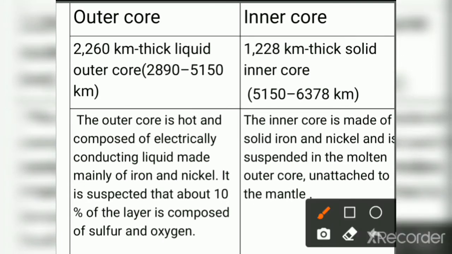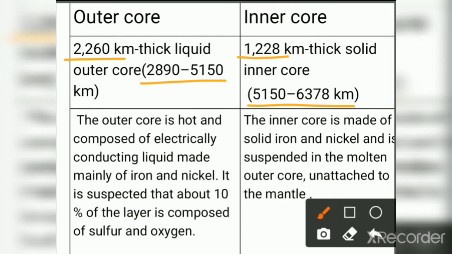So there is lithosphere, asthenosphere and mesosphere. Then comes outer core and inner core. The outer core has a thickness of 2260 km and inner core has 1228 km thickness. The total core has 3488 km thickness. The outer core extends from 2890 to 5150 kilometers. The inner core extends from 5150 to 6378 kilometers. The Earth has a radius of 6378 kilometers.